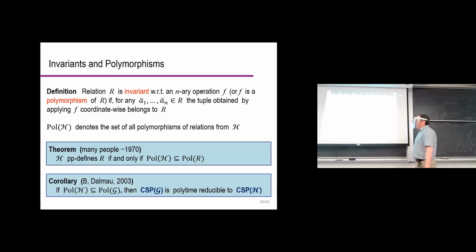Okay, how does it help? Well, in order to understand the complexity of our problems, we just need to look at polymorphisms. Sometimes the properties of polymorphisms are more understandable and easier to use, and still that's the only thing you need to know to determine the complexity.